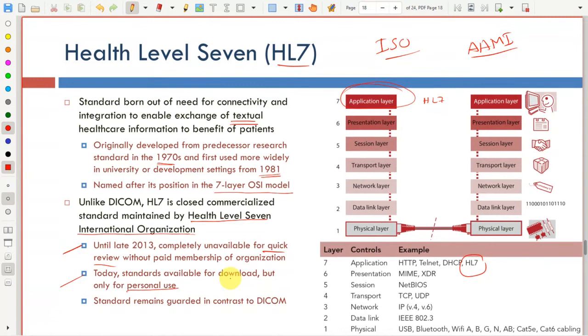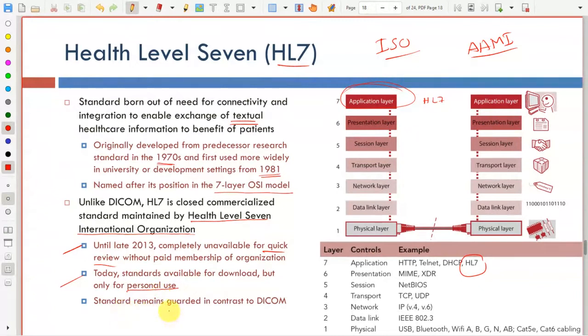For example, in a class like this, if I wanted to refer you to a part of the HL7 standard, I have to ask you to download it yourself. I cannot distribute it to you, okay? The license is only for personal use. So I download it for myself, and I cannot distribute it to anybody else.